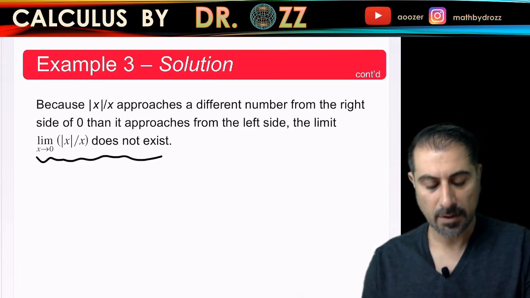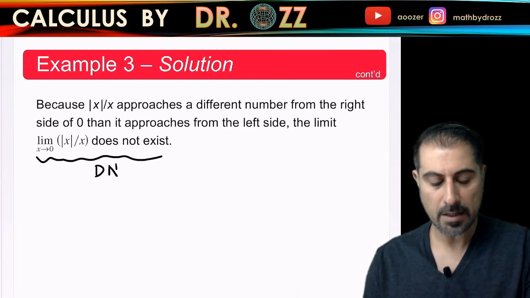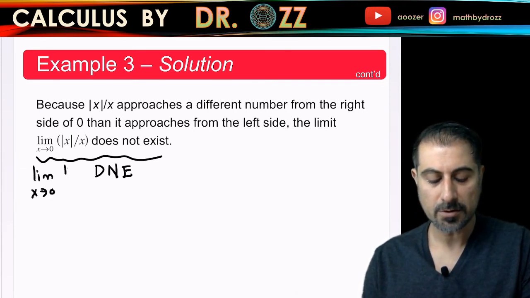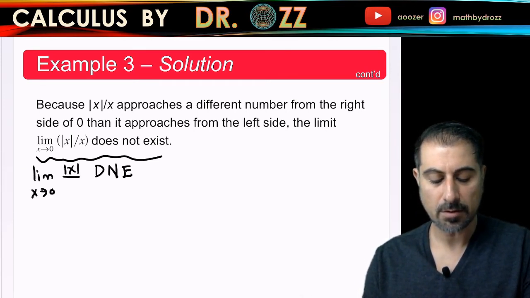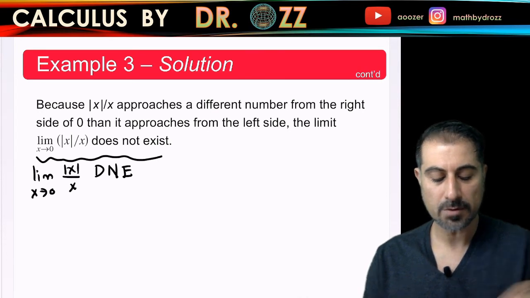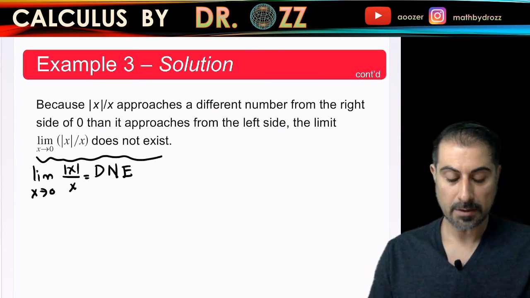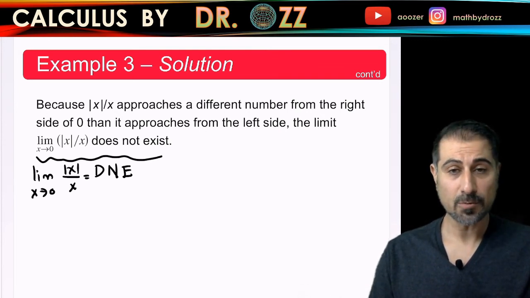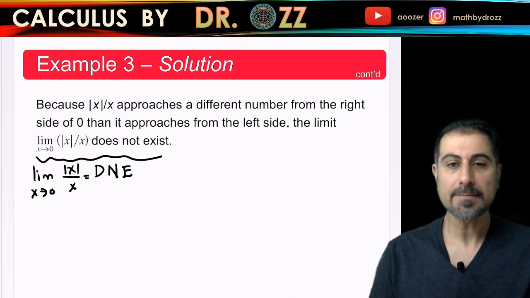Sometimes we use the symbol D N E, just to say that the limit of this function, absolute value of x over x as x approaches 0, is capital D N E, which stands for does not exist.